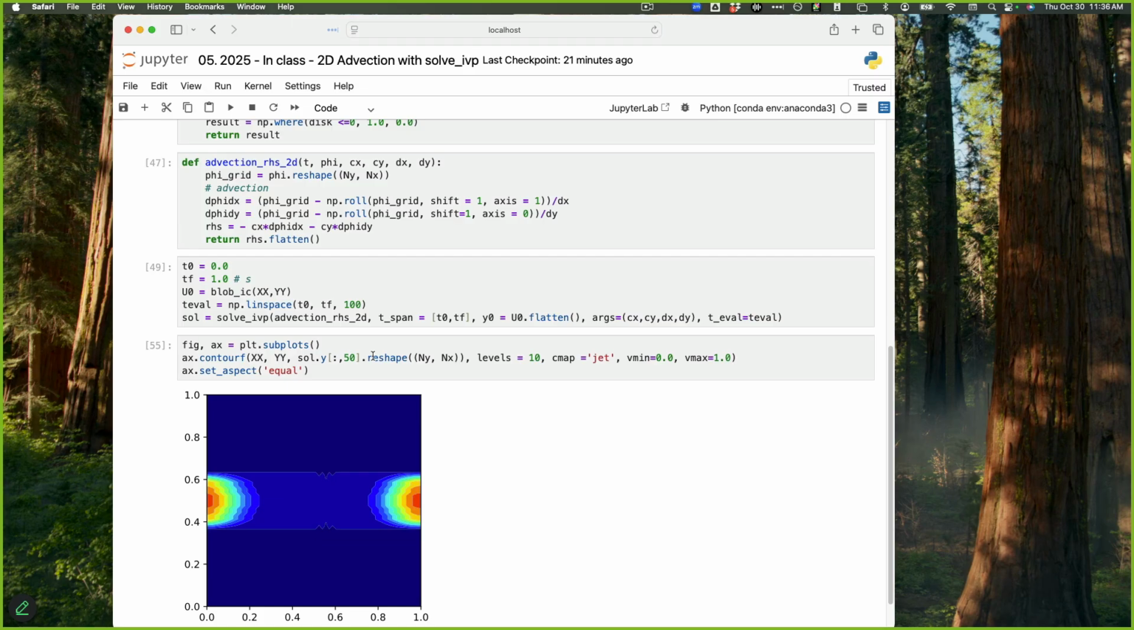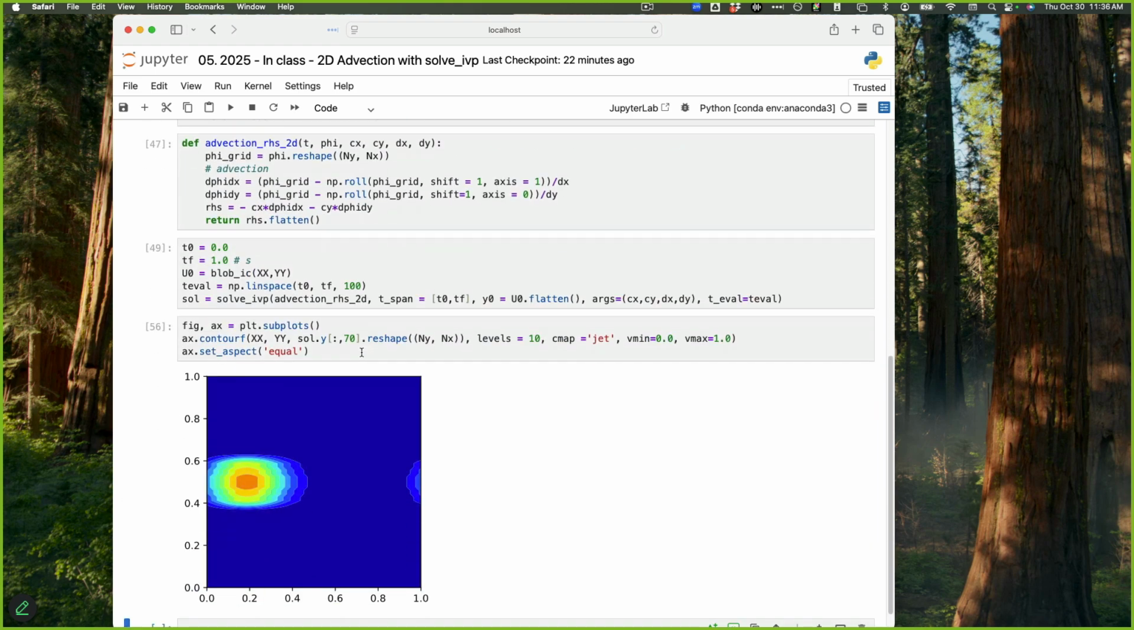But at least it's stable. Okay, it's going to smear it, but at least it's stable. So after 70 time steps, look at that. It went to the right, and then it's coming back from the left boundary. It's coming in, and it's all smushed in that direction.